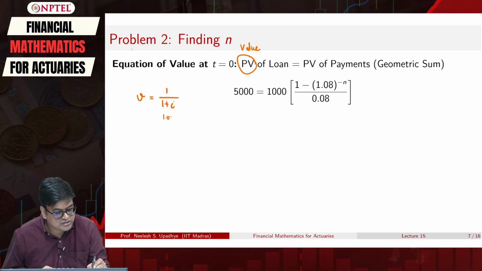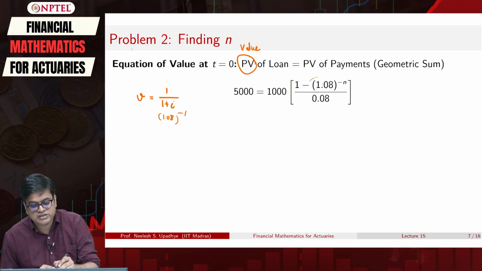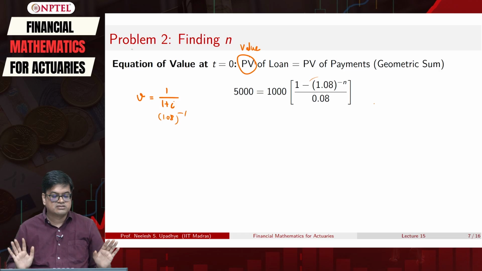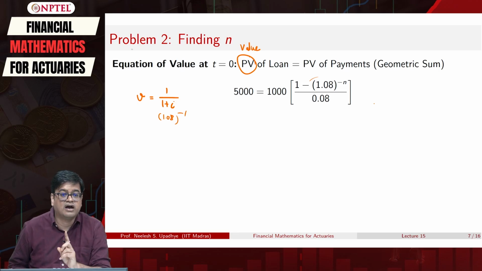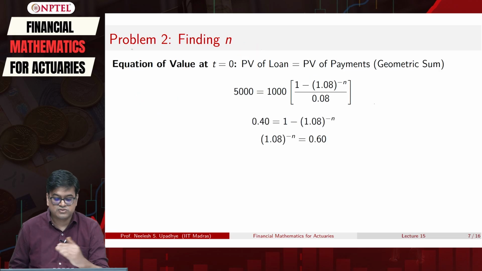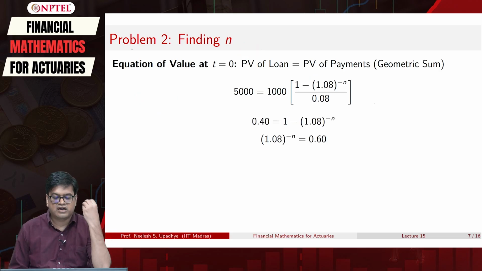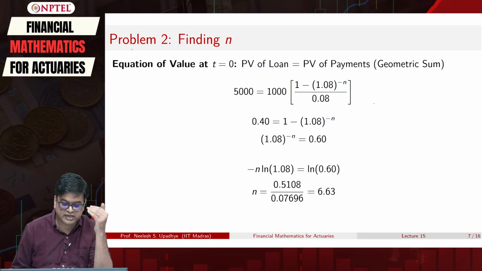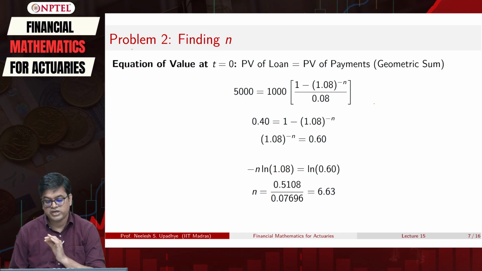So, it is 1.08. Okay. So, 1 upon 1 plus i will be 1.08 raised to minus 1. So, it becomes 1.08 raised to minus n upon i, which is 0.08. So, very clear. Now, it is just that you are trying to solve for unknown n. You solve for unknown n by taking a tool that is very helpful, which is the log tool. You take a log of that, you will get everything, and now your n becomes 6.63.